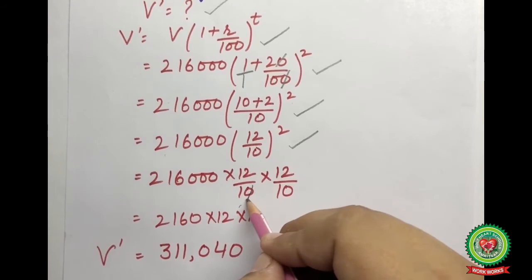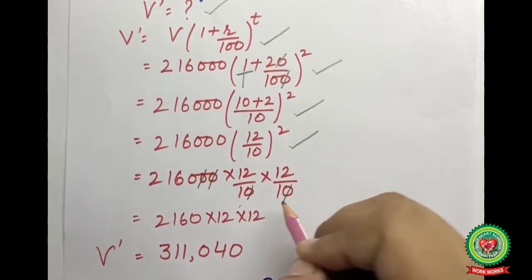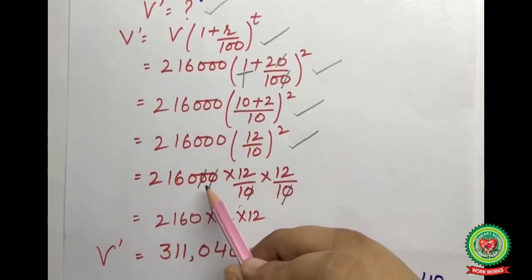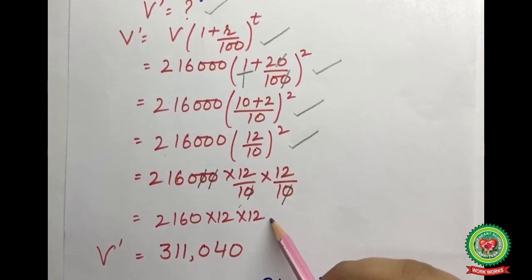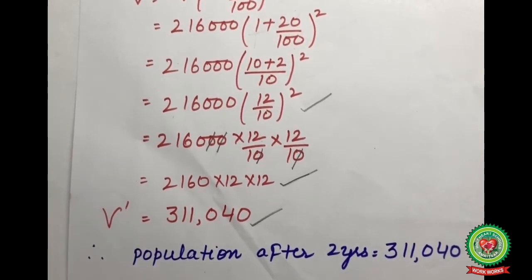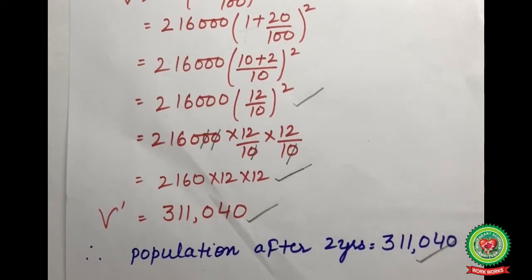Now we are again going to do the cuttings of zeros. So now we are going to do the multiplication of 2,160 multiply by 12 multiply by 12. So on multiplying, we get V dash is equal to 3,11,040. Now we need to write our final answer, and our final answer is the population after 2 years is equal to 3,11,040. So let us discuss one more sum for the better understanding of this concept.